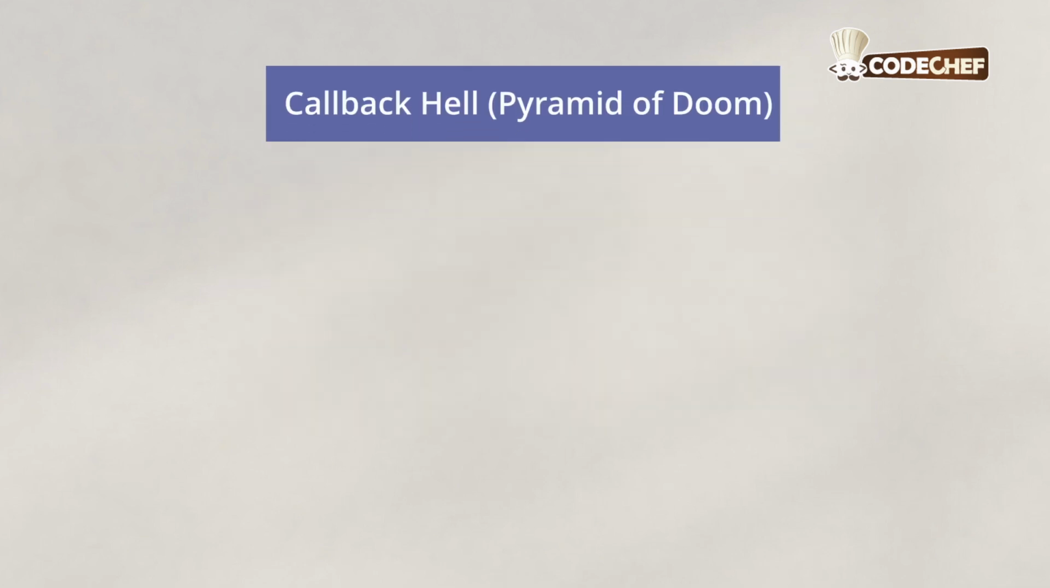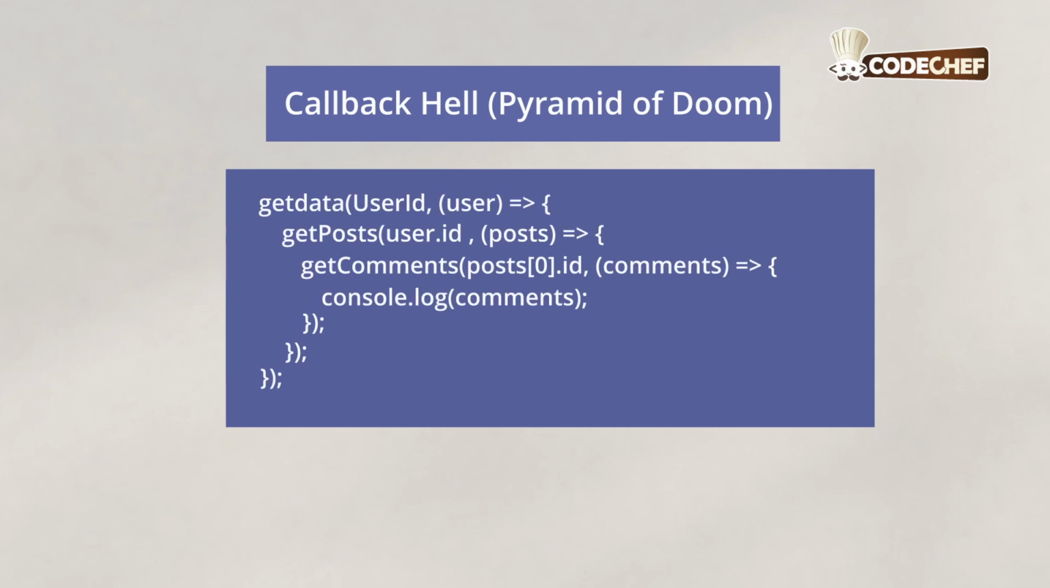Now let us look at the callback hell example. Here, each asynchronous task depends on the previous one. To get comments, first we need posts. To get posts, first we need the user. This forces us to nest callbacks inside callbacks. As the logic grows, the code becomes hard to read and difficult to debug.